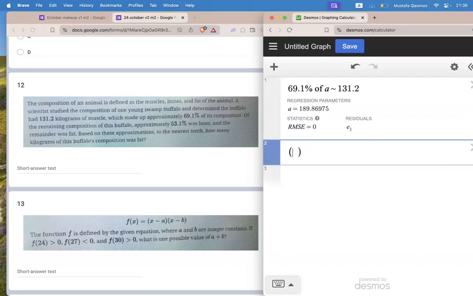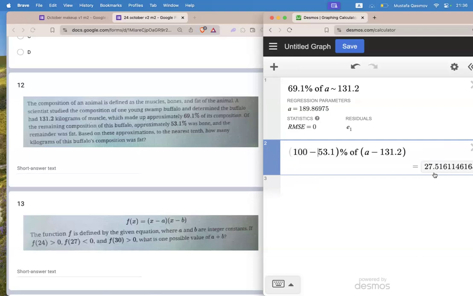That's why you have to think of it like this: A minus 131.2 will be the remaining. 53.1% of it will be bone. But because the remainder was fat and it asks about fat, we also have to do this: 100 minus this value. So the answer is 27.5. Any question?